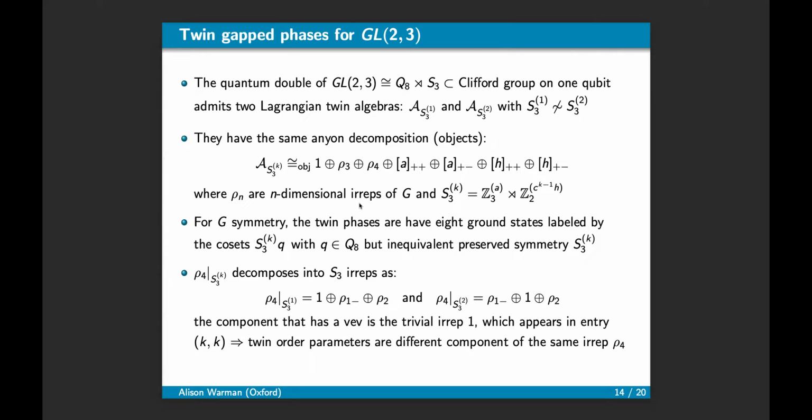Now, the component of rho 4 that gains a VEV in the phases is the identity irrep. If it becomes condensed, it becomes trivial, it gains a VEV, it becomes equivalent to the identity. But we see from this block decomposition that for the first phase, it's the 1,1 component. For the second phase, it's the 2,2 component. So we see very briefly in this example that the order parameters for twin phases are basically different. In this case, they're different components of the same generalized charge. In this case, it's the same irrep. Okay.